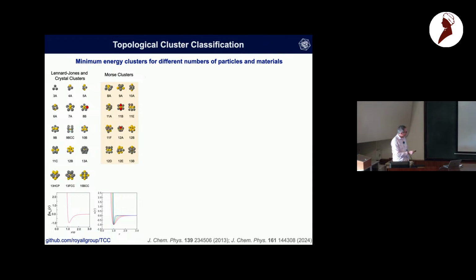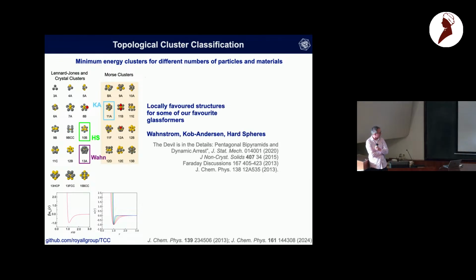The numbers are the number of particles, and the letters refer to the range of the Morse potential in question. And so when we looked in certain fairly common glass formers like the Wahnström model, the Kob-Andersen model, hard spheres, they all turned out to have the particular so-called locally favored structure.